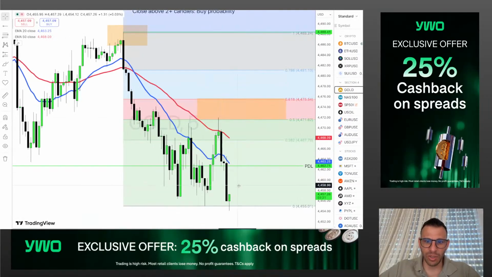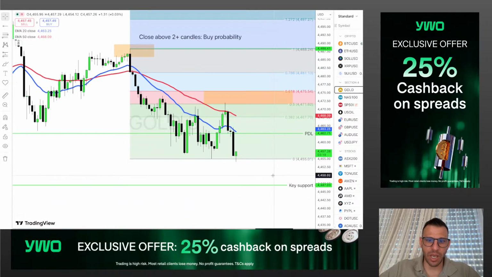Also, gold drop downtrend continued. Now the price came at this level of support. We are waiting for the break.